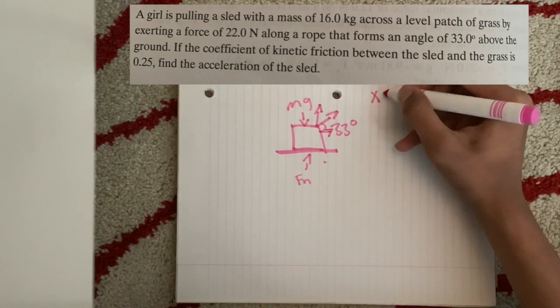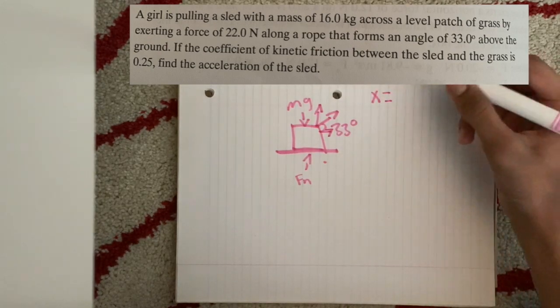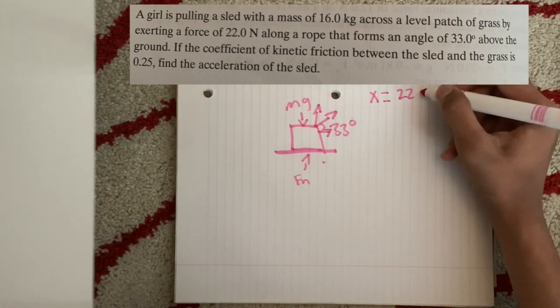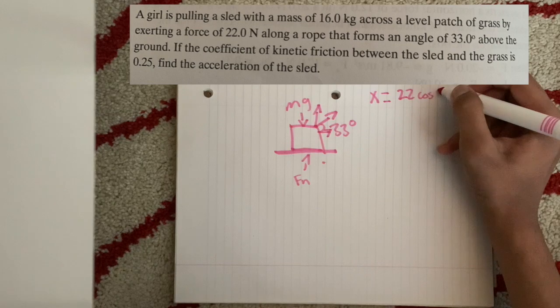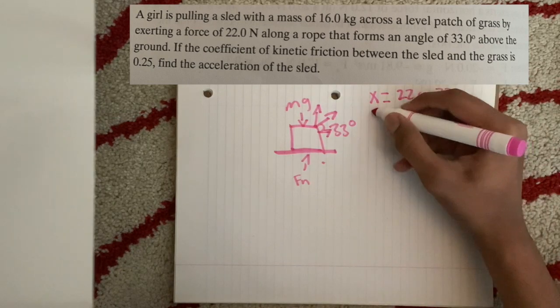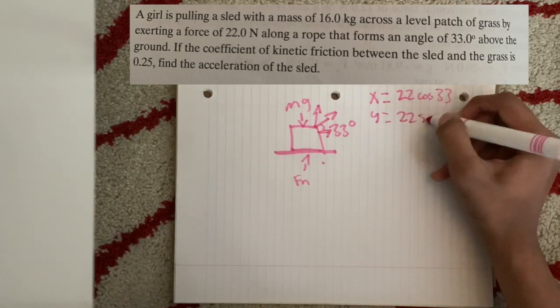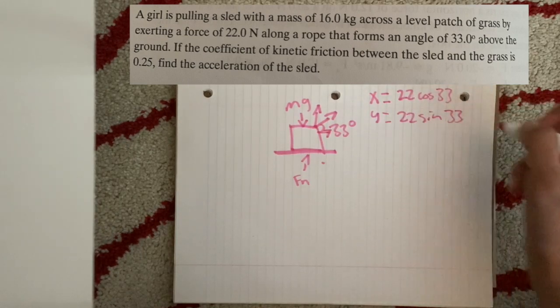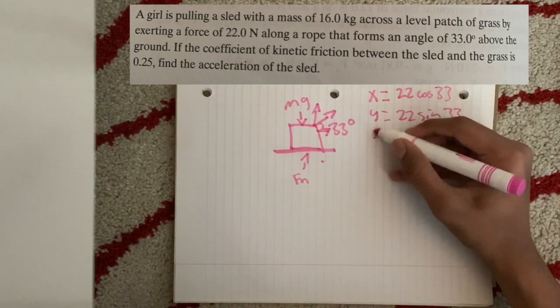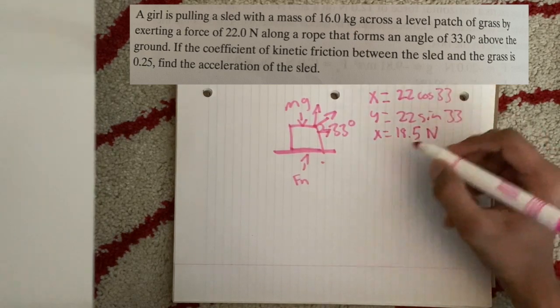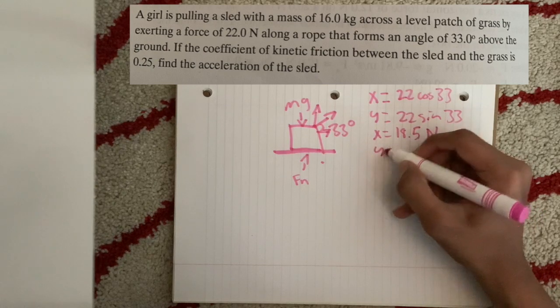Now, the horizontal component is equal to the force, which is 22 newtons, times the cosine of the angle. And our y component is equal to 22 times the sine of the angle. And this is 18.5 newtons, and y is 12 newtons.